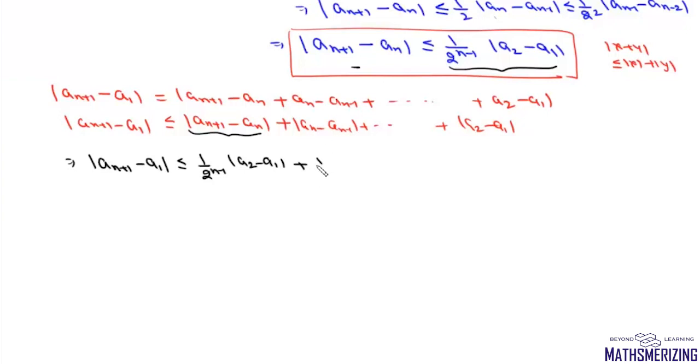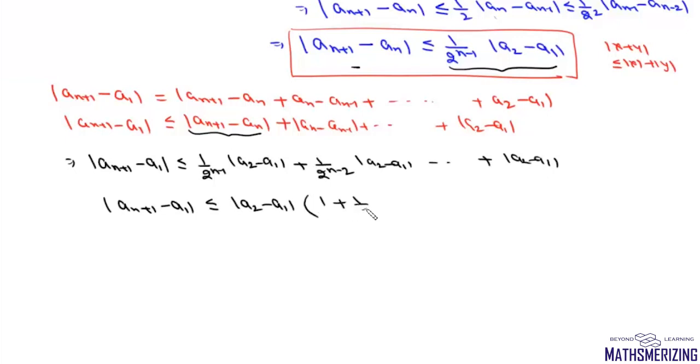In the same way, it will be less than 1 upon 2 to the power of n minus 2 mod of a2 minus a1. Eventually we'll have just a2 minus a1. So we'll take mod of a2 minus a1 common. So we'll write mod of an plus 1 minus a1 is less than or equal to mod of a2 minus a1, and then it'll be this GP, which is 1 plus 1 by 2 plus 1 upon 2 square up to 1 upon 2 to the power of n minus 1, and any partial sum is always less than or equal to the sum of the infinite series when the terms are positive.